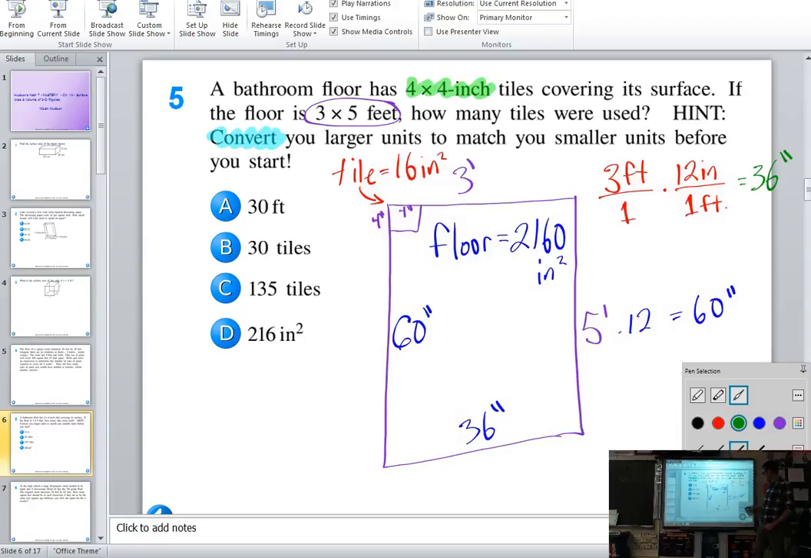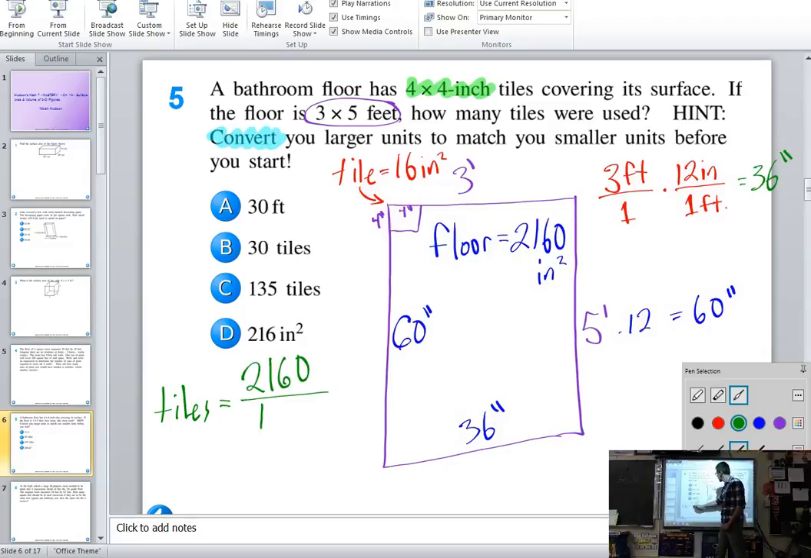So to solve our tiles, we want to do square inches divided by square inches. So we have the floor area divided by the tile area, which is going to tell us how many tiles it takes.